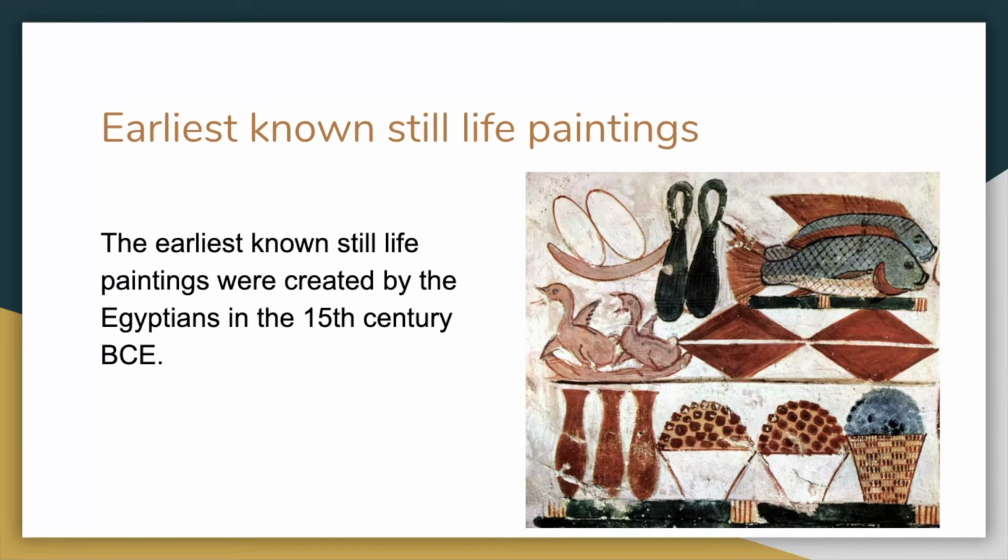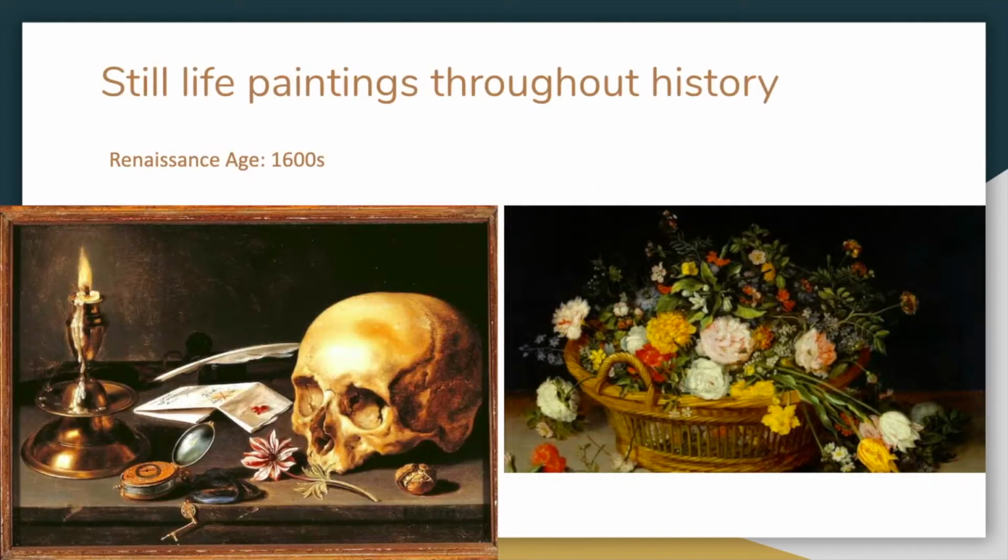The earliest known still life paintings were created by the Egyptians in the 15th century BCE. Here are some examples of different still life paintings throughout history. Still life paintings became very prominent during the Renaissance age of art, which is around the 1600s. And they oftentimes included just an array of different objects.